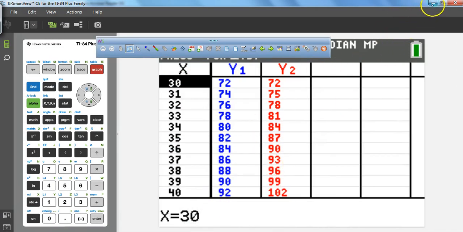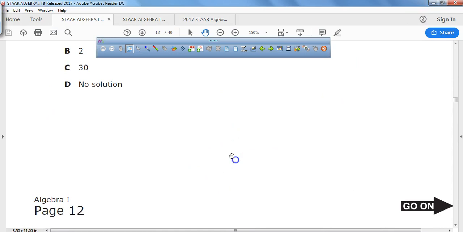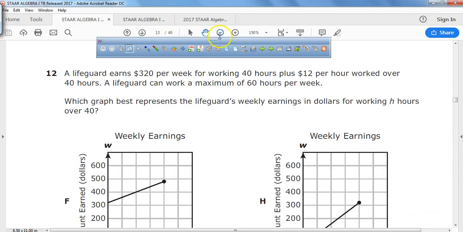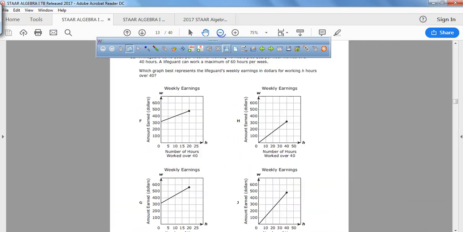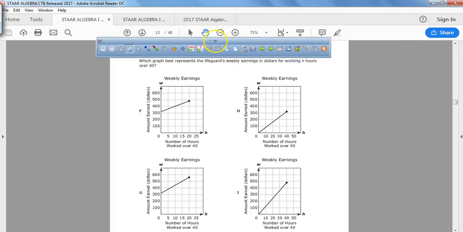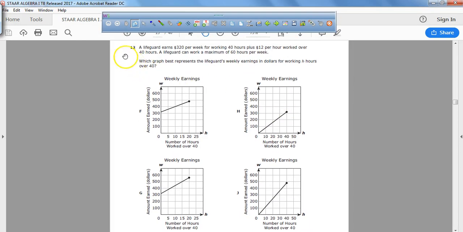Moving on to the next page. Oh, got to zoom out. There we go. Let's take a look at this one. All right, here we go. Lifeguard earns $320 per week for working 40 hours, plus $12 per hour worked over 40 hours. All right, a lifeguard can work a maximum of 60 hours per week. Which graph best represents the lifeguard's weekly earnings in dollars for working H hours over 40?